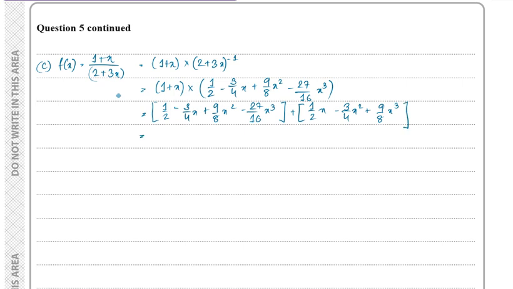So this would be half, and minus 3 by 4x plus half x is minus 1 by 4x, and 9 by 8x squared minus 3 by 4x squared is plus 3 by 8x squared, and minus 27 by 16x cubed plus 9 by 8x cubed is minus 9 by 16x cubed.